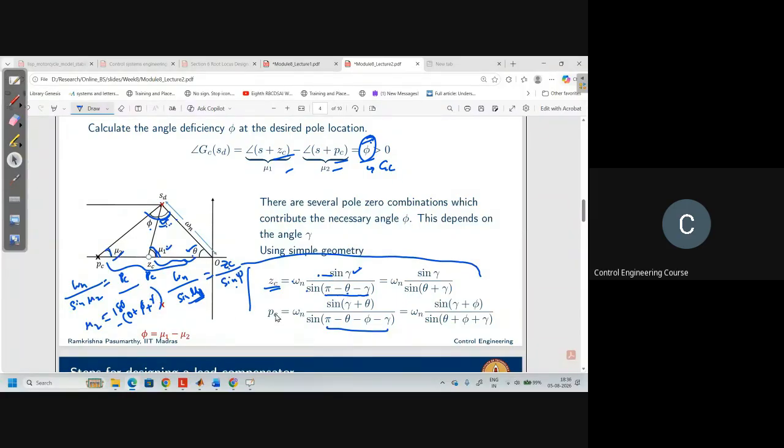Substituting those values, we are yet to find out what the gamma is. Now we are reducing two variables to one single unknown. Using that, you will calculate ZC and PC. So how to choose this gamma is now our design condition.